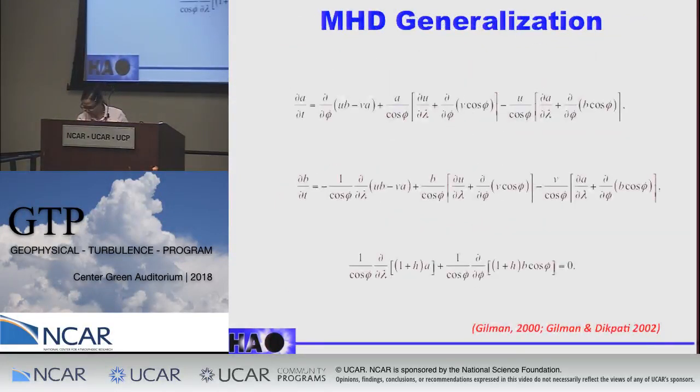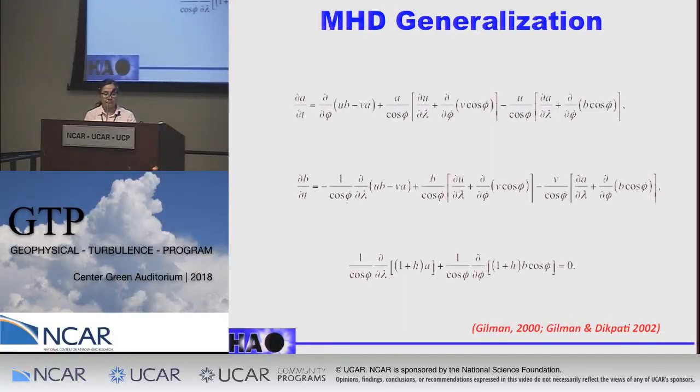And due to the MHD generalization, two more equations come in. Those are in A and B, and these are the induction equations, and this is the modified divergence. This comes from the modified divergence B equal to 0 condition. And the modified divergence B equal to 0 is divergence of (1 plus H) times B equal to 0.